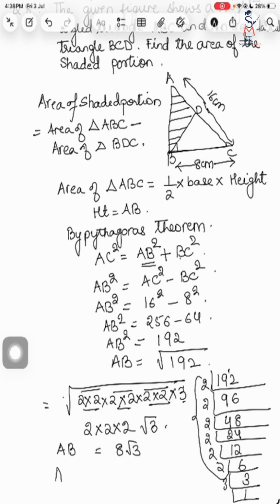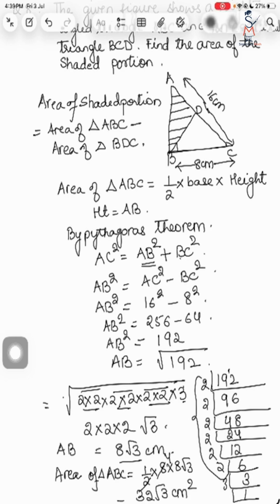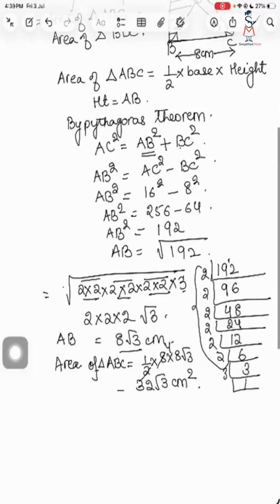Now what is the area? AB we got is 8 root 3 centimeter, because everything is in centimeter. So area of triangle ABC will be half into base 8 into 8 root 3. This will get cancelled, 8 4s are 32. Root 3 centimeter square, because the area is in centimeter square.